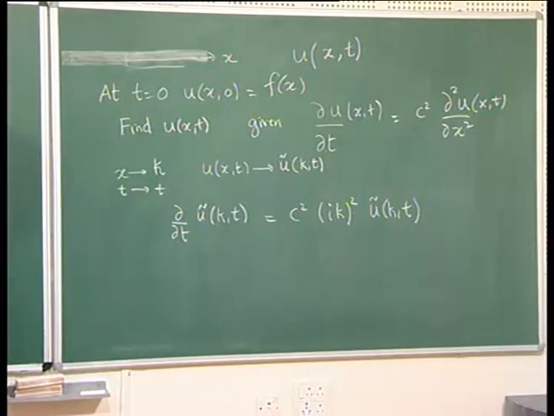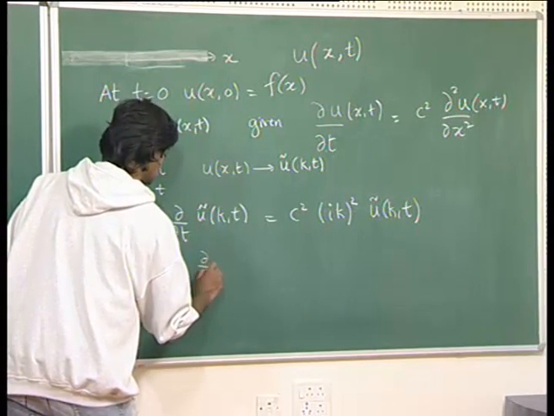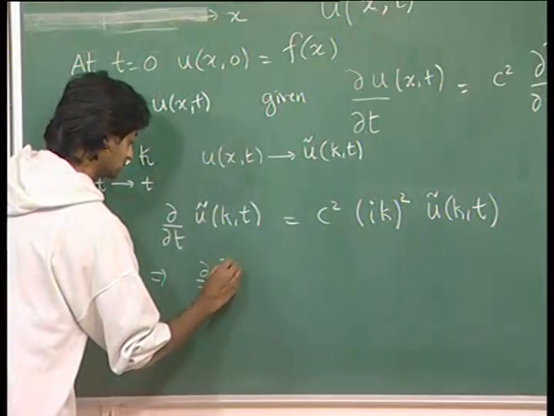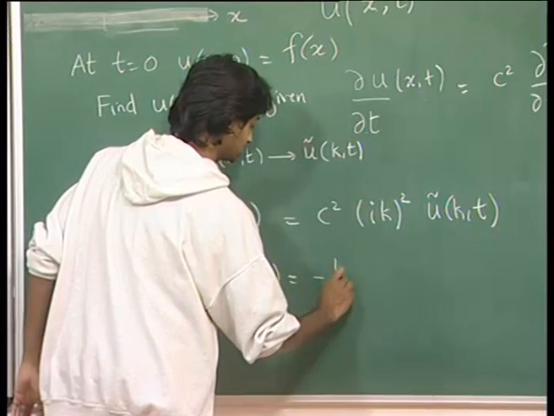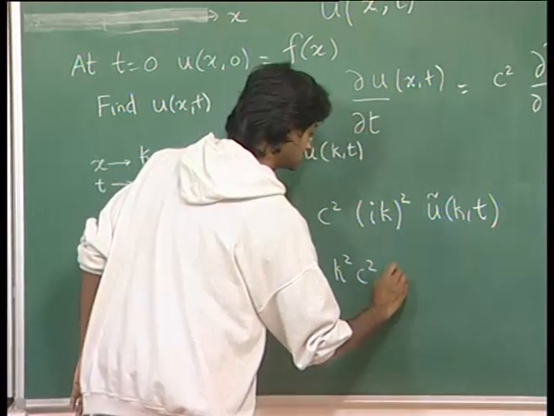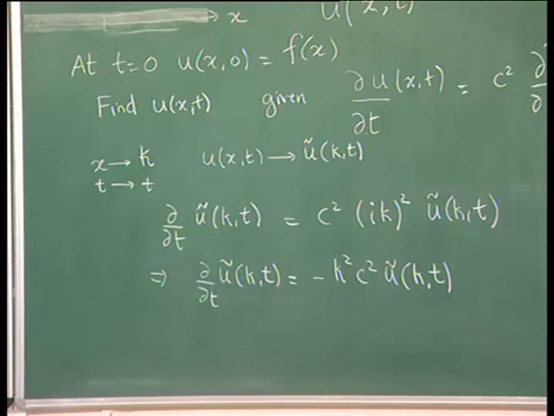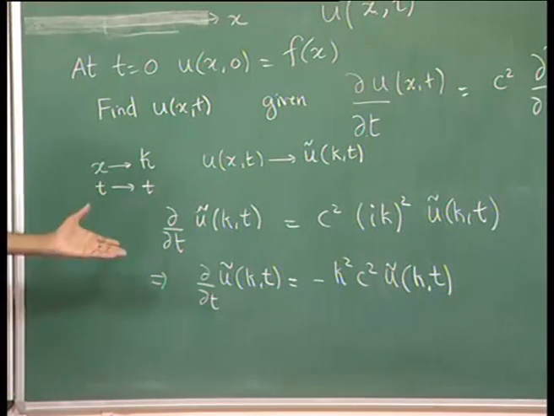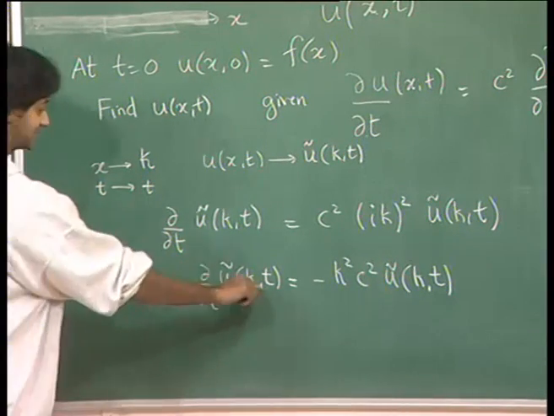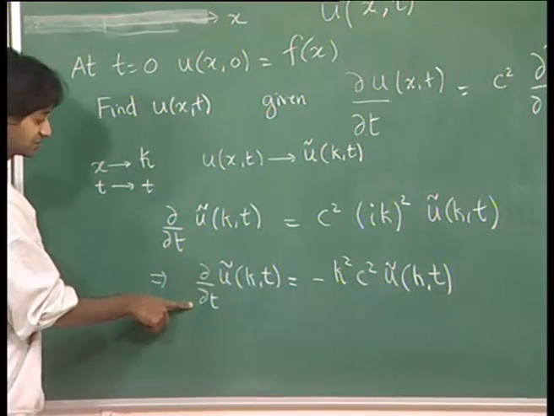Okay. So, now your equation becomes d u tilde by dt is equal to minus k square c square u tilde of k, t. Okay. So, that is what happens to your equation. So, your partial differential equation has now become a much simpler looking equation. Now, you can solve this for u tilde of k, t, since this is just a first order differential equation in time.